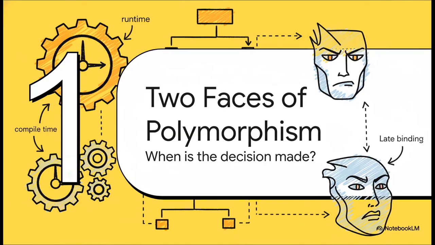So, how does this actually work under the hood? Well, polymorphism really comes in two main flavors. And the biggest difference between them comes down to one simple question. When does the program decide which form to use? Is that decision made super early, before the code even runs? Or is it made late, on the fly, while the program is actually executing?